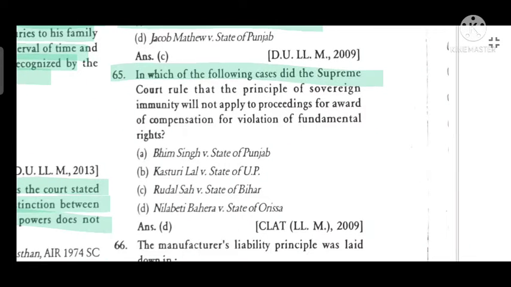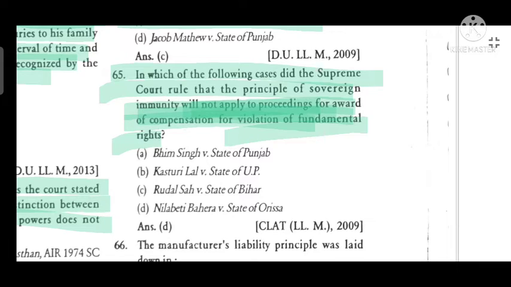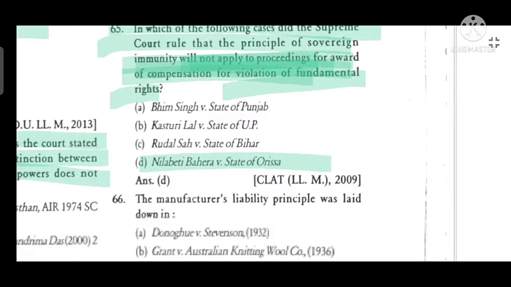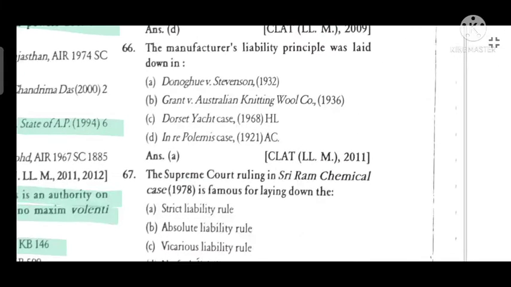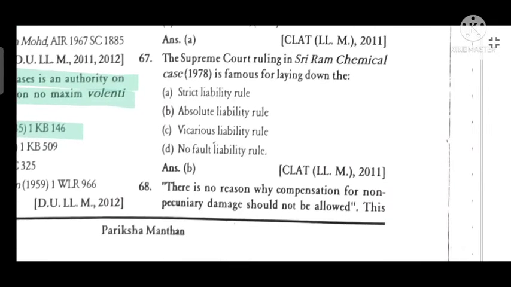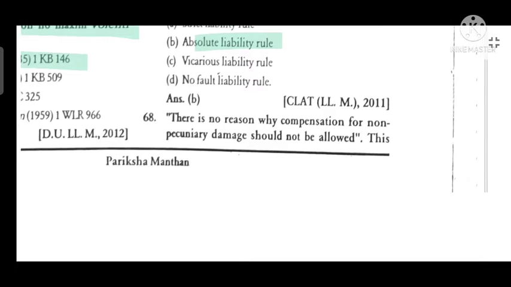In which one of the following cases did the Supreme Court rule that the principle of sovereign immunity will not apply to proceedings for award of compensation for violation of fundamental rights? Nilabati Behera versus State of Odisha. The manufacturer's liability principle was laid down in Donoghue versus Stevenson, 1932. The Supreme Court ruling in the Shriram Chemical case is famous for laying down the absolute liability rule.